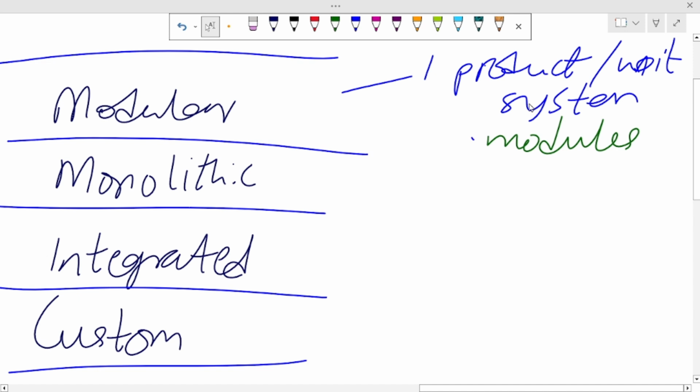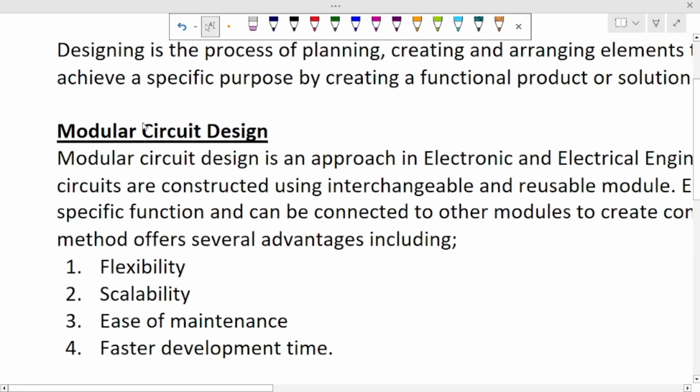So an approach to design where you have models that are reusable, that can be separated and put together to form a single unit, and when the models are separated, they can still function on their own. That kind of design is known as what? Modular design.